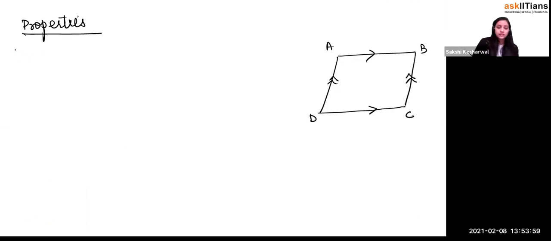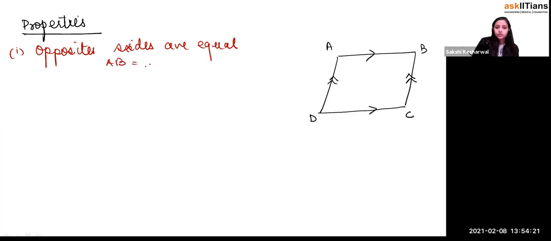So what are the properties? Start memorizing them. We have learned what a parallelogram is. Parallelogram means opposite sides are parallel. Property one says that opposite sides are equal, right? That is, AB is equal to DC, and AD is equal to what, beta? BC, right?